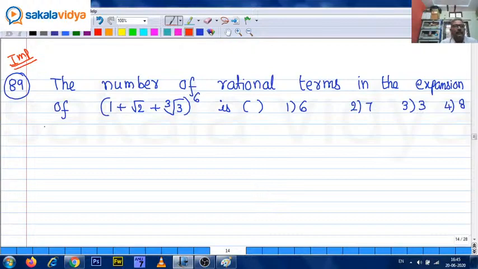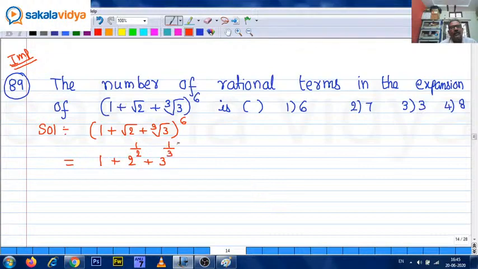Right. Now the solution. This is 1 plus root 2 plus cube root 3 whole to the power of 6. This can be written as 1 plus 2 to the power of 1 by 2 plus 3 to the power of 1 by 3 whole to the power of 6. So now we need to discuss the multinomial theorem.